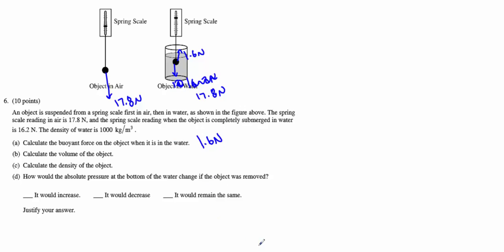B, we want to know the volume of the object. Well, if you recall, the buoyant force on any object will be equal to the density of the fluid it's in, in this case water, times the volume displaced of the fluid, or the volume of the object submerged. In this case, the object is fully submerged, so I'm going to write down the volume of the object. It could have been the volume of the water displaced as well if we knew that. And then times g.